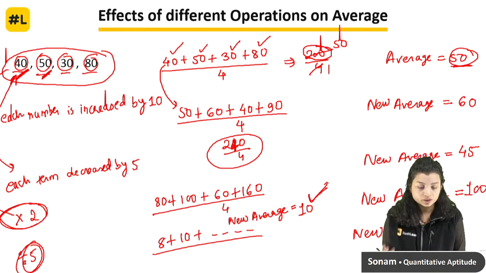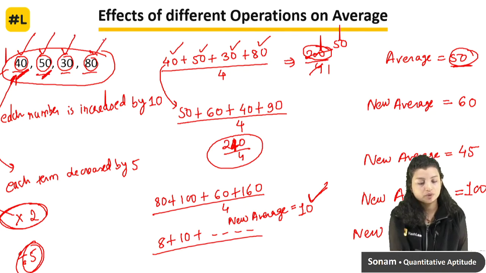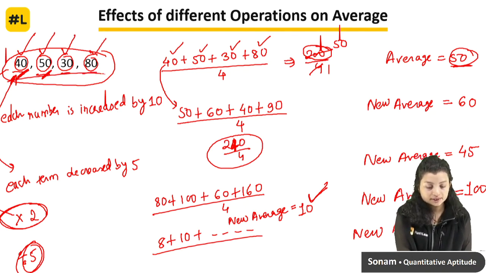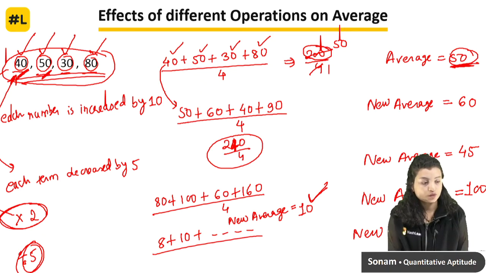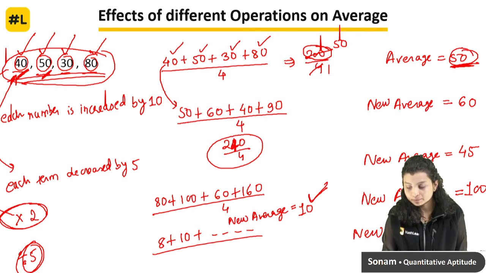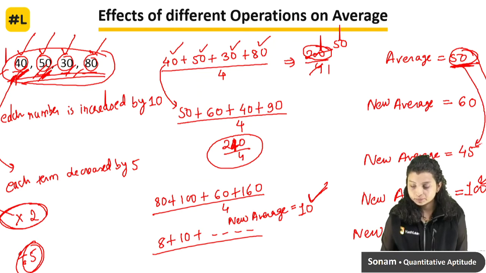Okay. So do you realize one thing over here, that whatever operation you apply on each number, you will get the same operation applied on your average, right? So if you are multiplying each number by 2, your average will be multiplied by 2, correct? If you are decreasing each term by 5, your average is decreased by 5.